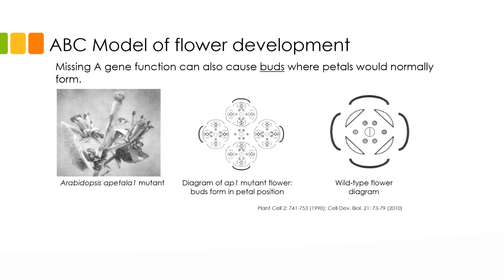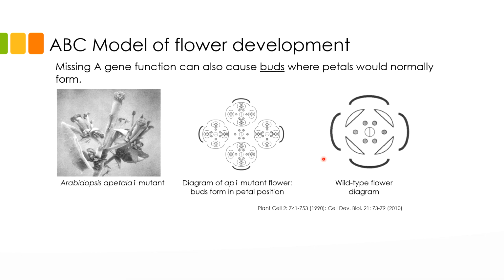Additionally, missing the A gene function can also cause bud formation where petals would normally form. This is a mutant Arabidopsis flower missing an A gene. A diagram of a cross-section of the flower shows buds in petal position. The rightmost picture is a diagram of a normal Arabidopsis flower.